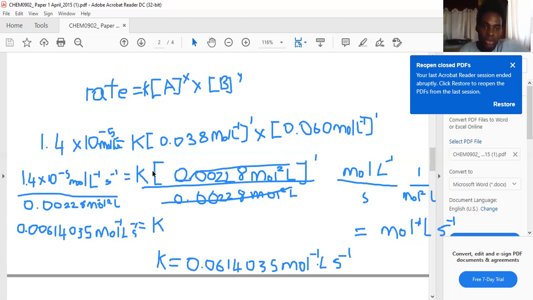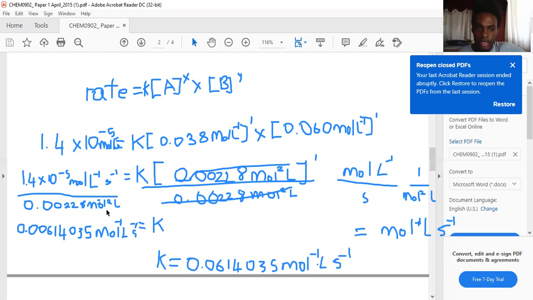After you multiply the two reactants, you want to get k by itself. So you carry over this part, and you divide this by itself, divide this by that. Anything that's divided by itself will be equal to 1. When you divide the initial rate of reaction by that, it gives you the answer for the rate constant here.